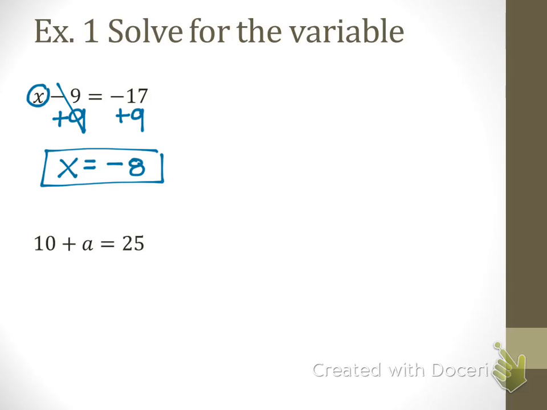Okay? Next problem. I look right here and I say, all right, I have to ask myself, what is 10? Is it positive or negative? I know it's positive, so the inverse of that is negative or subtraction. So that cancels out. It cancels out over here, and I get A equals 15.